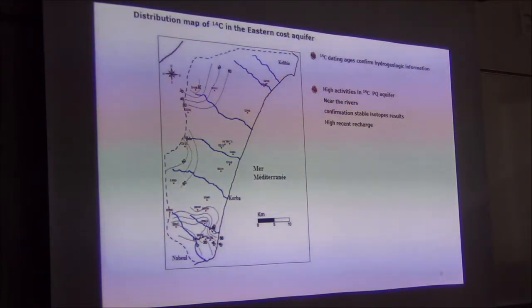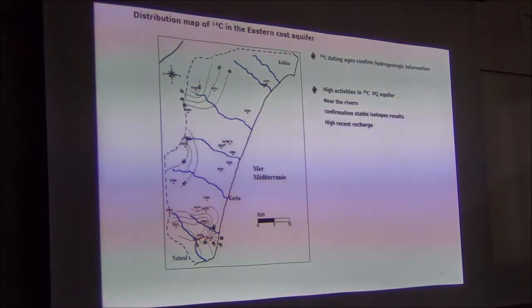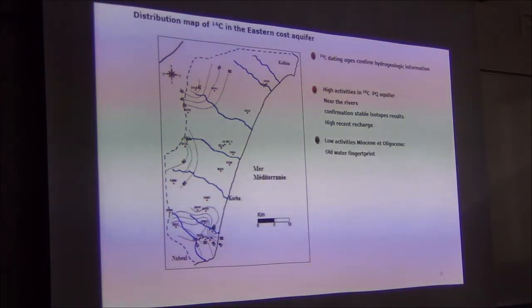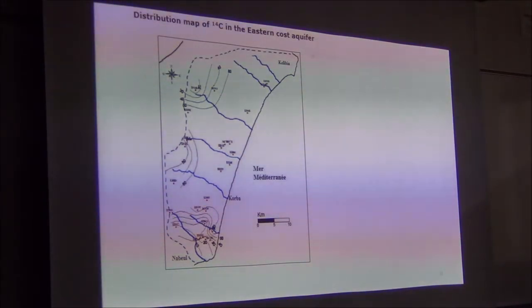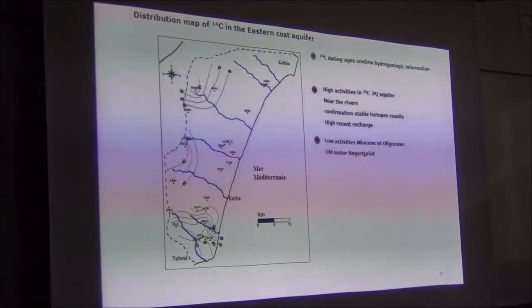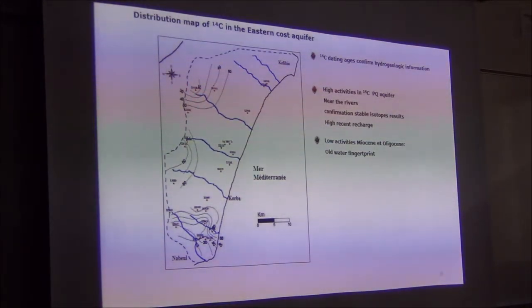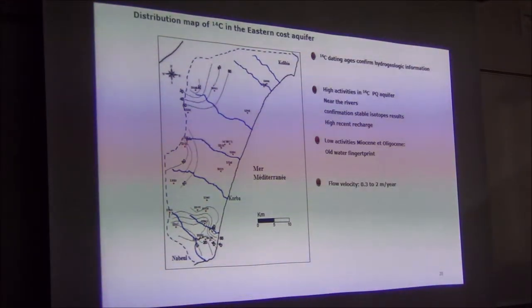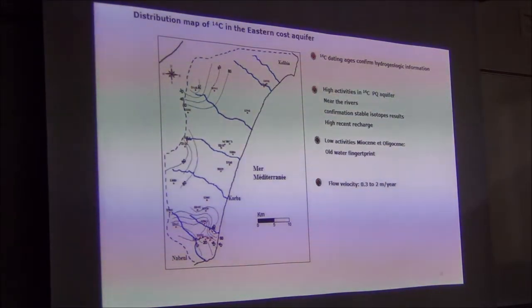The high activity of carbon 14 in the Plio-Quaternary aquifer is located near the river, confirming the stable isotope results. That means we have a bigger recharge near the river, and we have also a high recent recharge. The low activity in the Miocene aquifer located in this region, and the Oligocene in this region, show the very old water fingerprint given by the carbon 14 measurement. The flow velocity was measured to be between 0.3 and 2 meters per year.